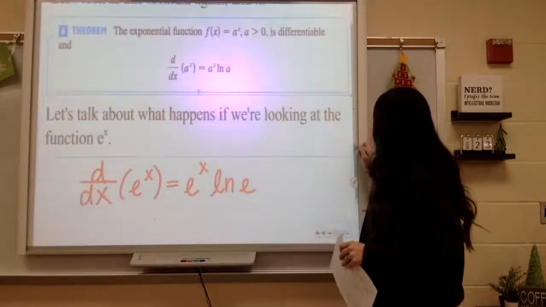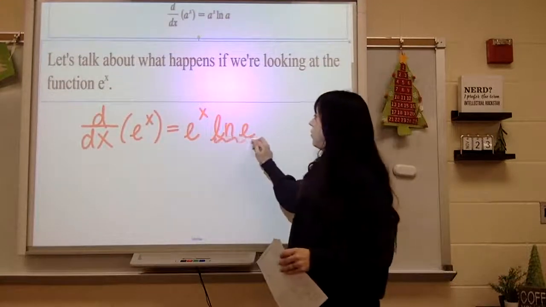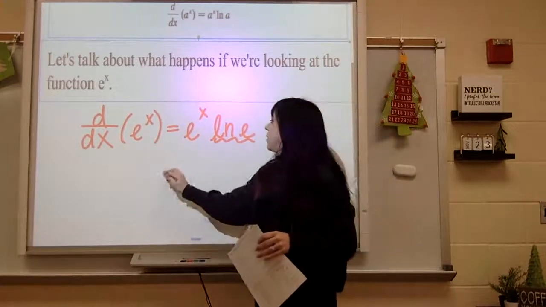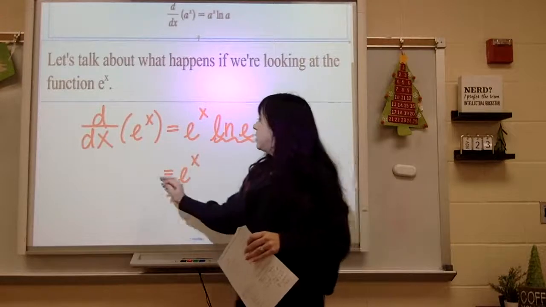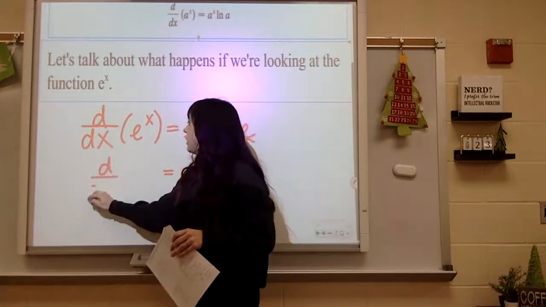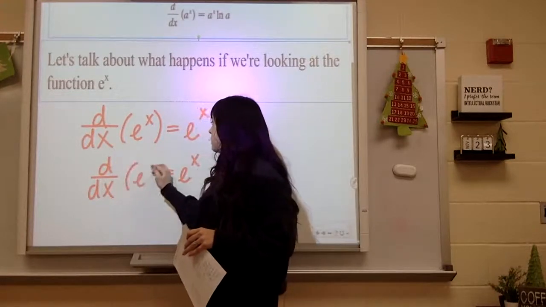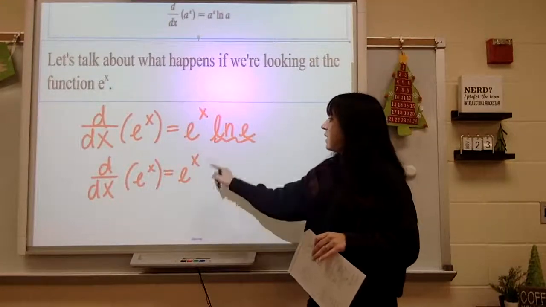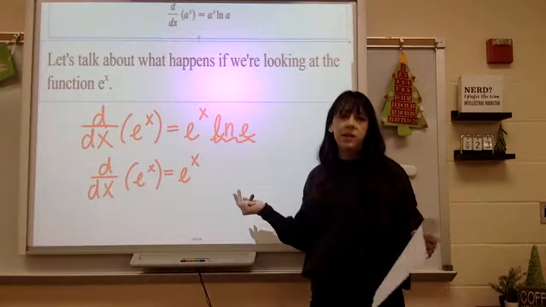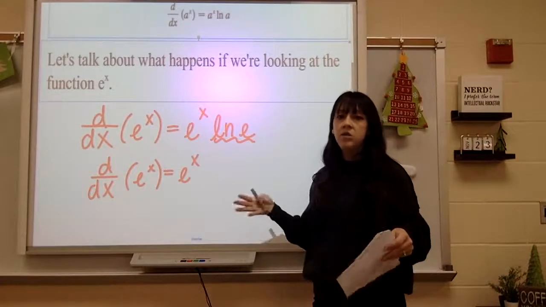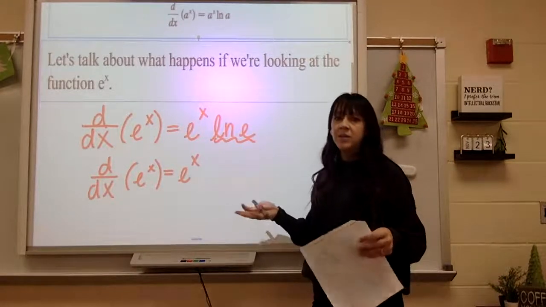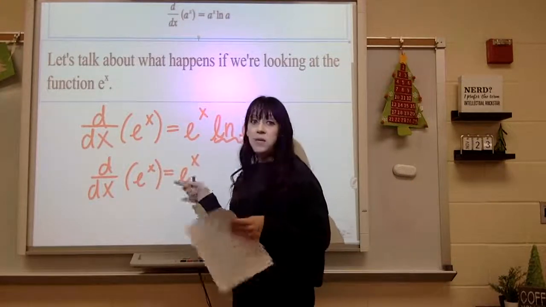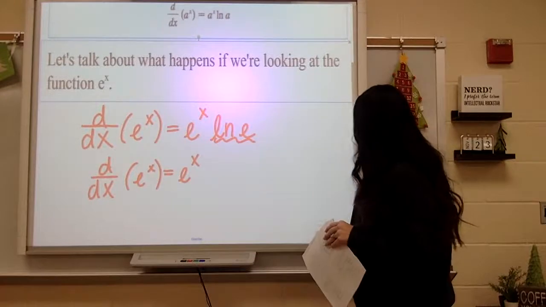Except, I don't know if anybody caught this or not. What's ln of e? Ln of e is equal to 1. Ln of e is equal to 1, okay? So that means that the derivative of e to the x is e to the x times 1, which is just e to the x, okay? This should be your favorite derivative on the planet because it's literally so simple. The derivative of e to the x is itself, e to the x, okay?